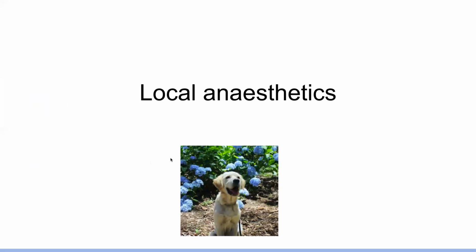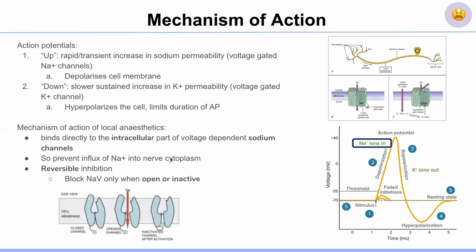Okay, local anesthetics. Let's quickly run through how action potentials work. So when you have a stimulus and it crosses the threshold, then we get depolarization as sodium ions flow in. The cell repolarizes as potassium flows out, which overshoots in hyperpolarization before going back to resting state.